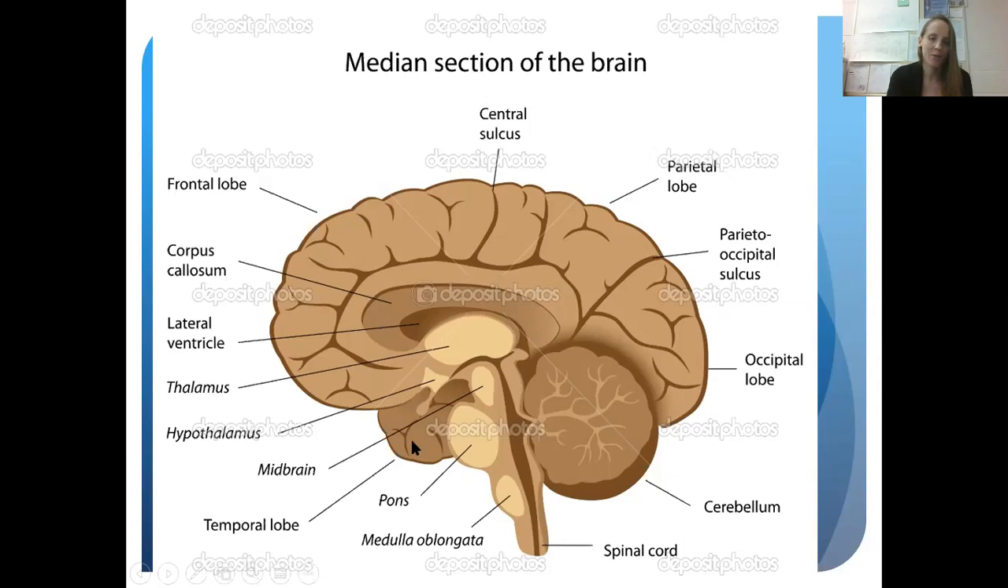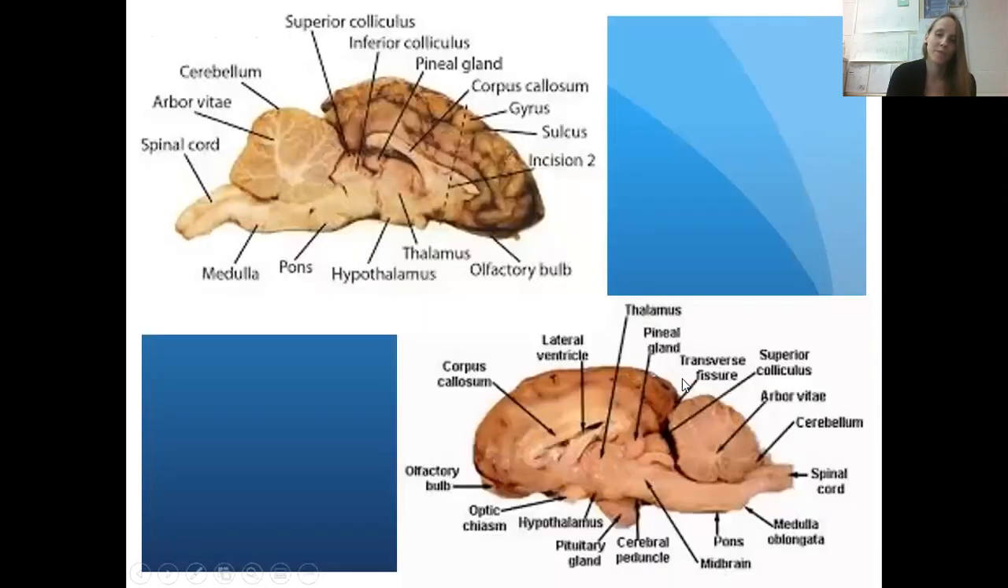What else? The temporal lobe is down at the bottom here. Frontal lobe, this whole front area. Parietal lobe, back area, and then at the very back, but not the cerebellum, we have the occipital lobe.